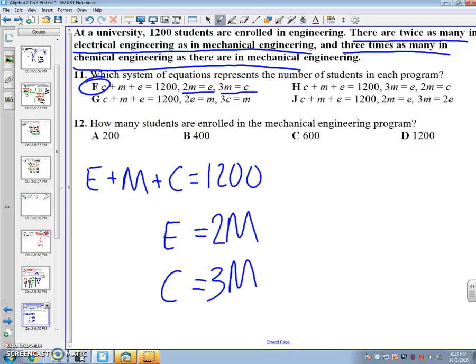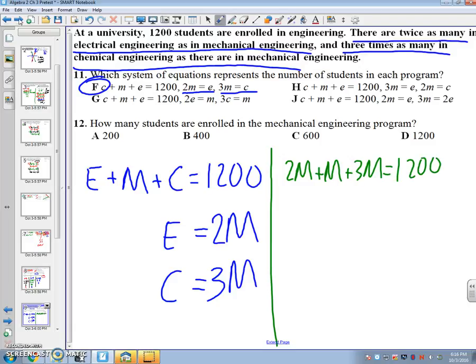Now it says how many students are enrolled in the mechanical engineering program. You could do substitution here. So I'm going to do that. So wherever E is, I'll put a 2M. So 2M plus M plus C. But instead of C, I put 3M equals 1,200. So that's 3M, 6M. Combined like terms is 1,200. M equals 200. Mechanical has 200.